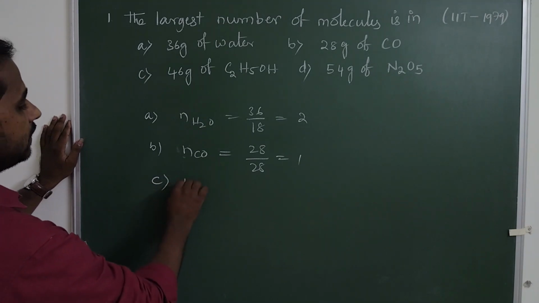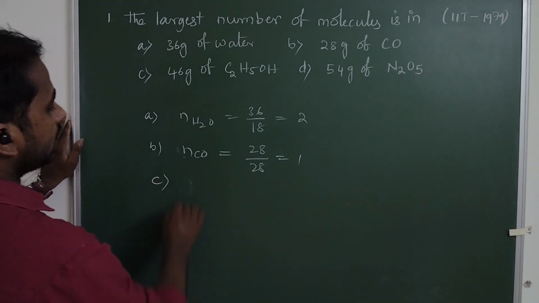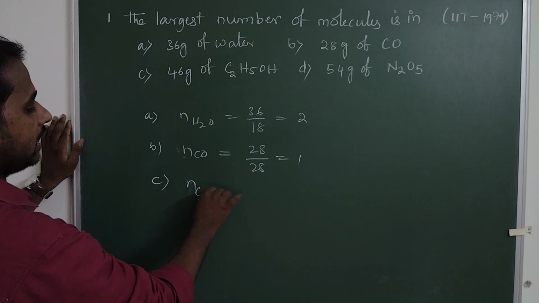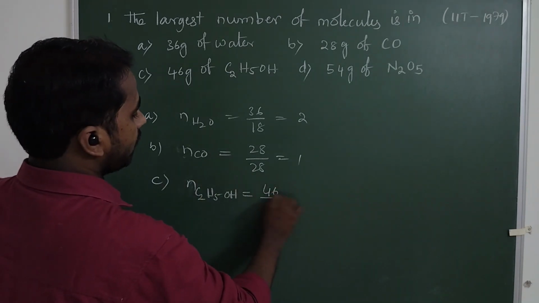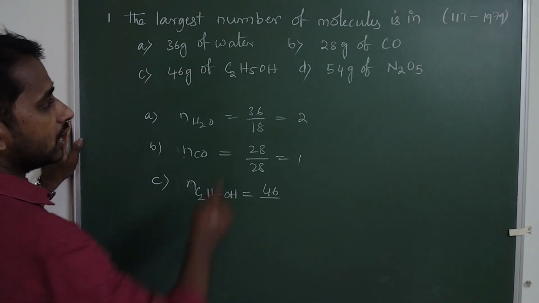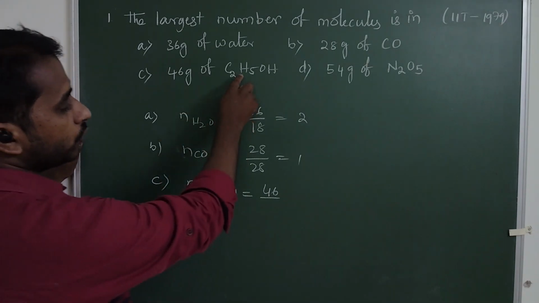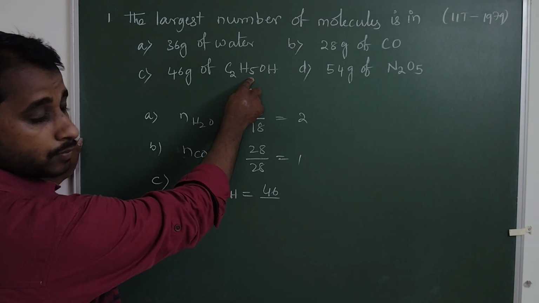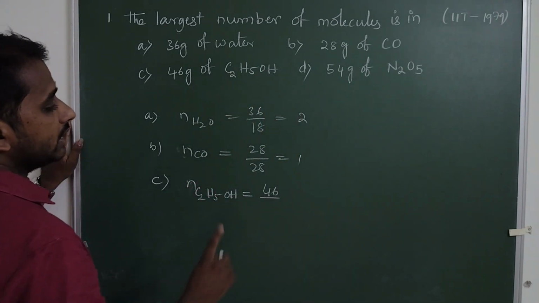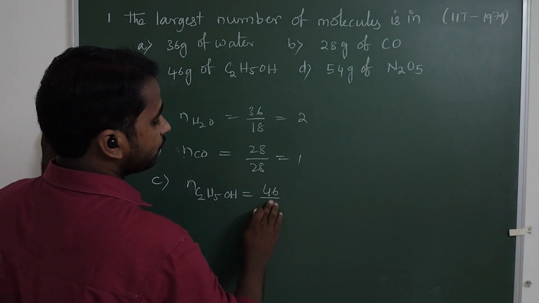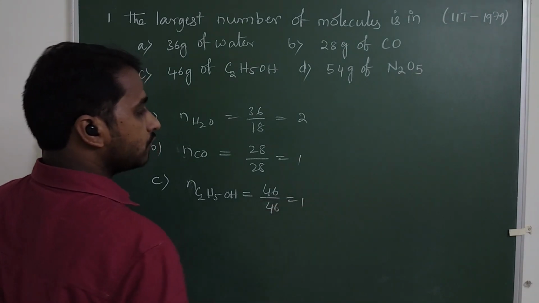And option C, 46 grams of ethyl alcohol. The number of moles of ethyl alcohol is 46 divided by the molecular weight of ethyl alcohol: 2 into 12 is 24, plus 5 is 29, plus 17 is 46. It is again one mole.